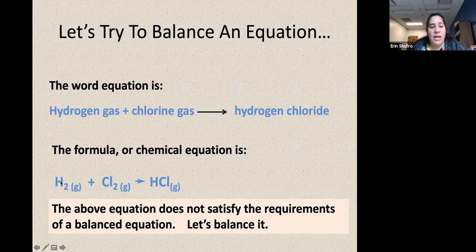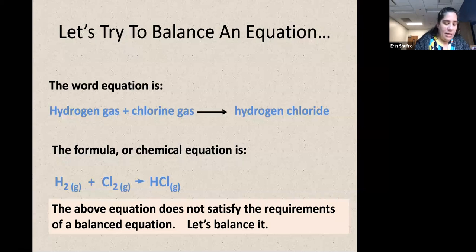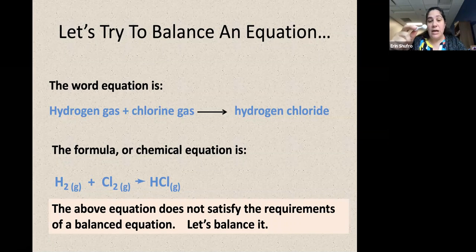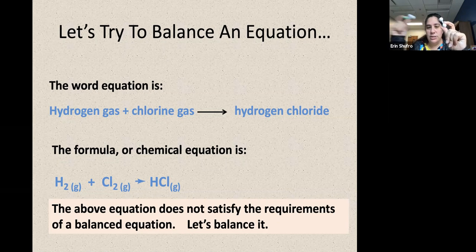If we look here, we have two hydrogens, hydrogen bonded to a hydrogen. We have two hydrogens bonded to each other. On the right-hand side, we have a hydrogen bonded to a chlorine. So I started with two hydrogens. According to this equation, I ended up with one hydrogen. I can't have that. They have to have the same numbers on both sides.